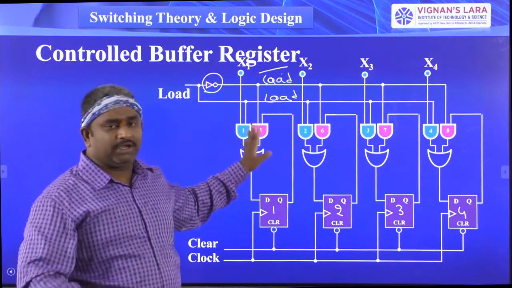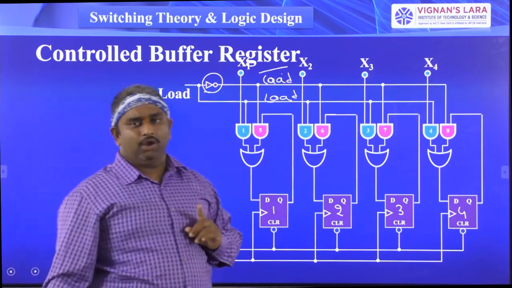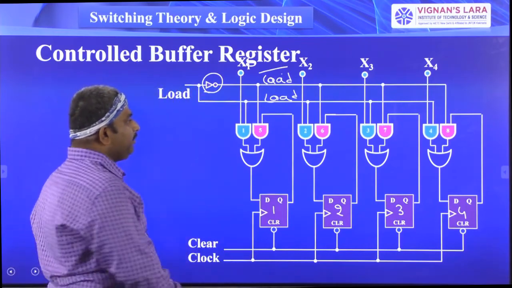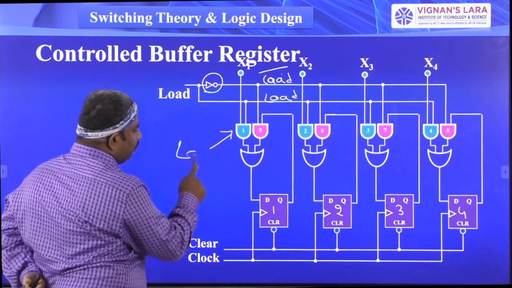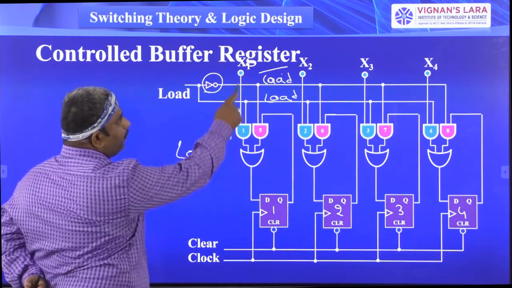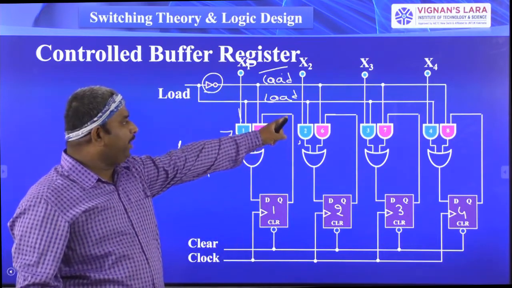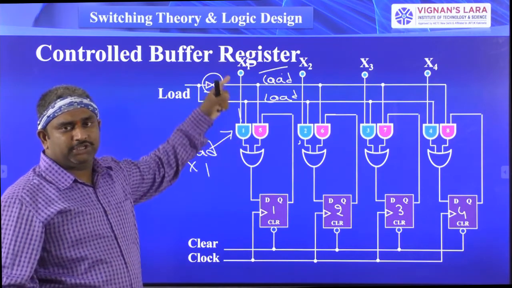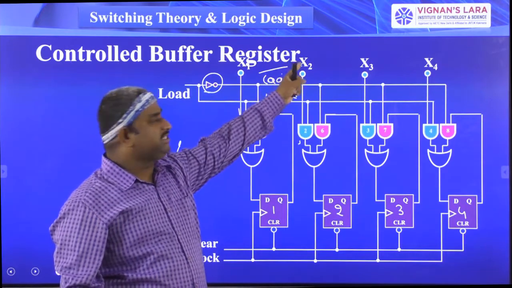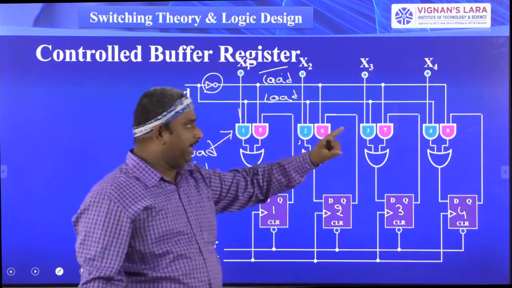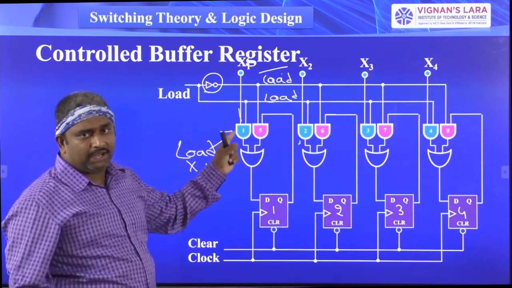For the pink color AND gates, one input is connected to the load bar. Coming to the blue color AND gates: for the first blue AND gate, one input is load and the second input is x1. For the second AND gate, one input is load and another input is x2. For the third AND gate, one input is load and another is x3. For the fourth AND gate, one is x4 and another one is load. That is for the blue color AND gates.